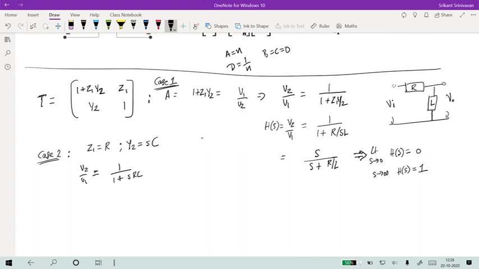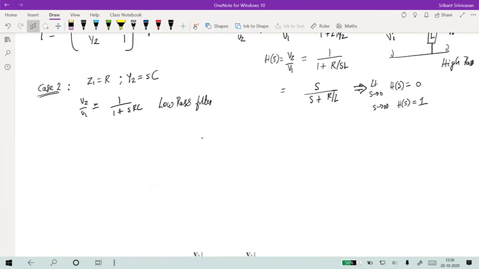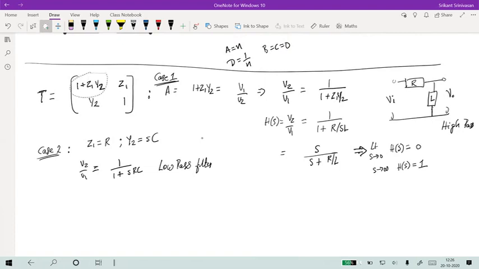And here you can clearly see that if S tends to infinity, this term becomes 0. So at high frequency, nothing comes through. And at low frequency, as S tends to 0, this term becomes 1. So this is basically a low pass filter, right? So I can quickly characterize this. So tomorrow, if you have to design a low pass or a high pass filter, then all you need is a network where the transfer function is given by 1 plus Z1 Y2, and you can just plug in the appropriate elements and find out what it is.